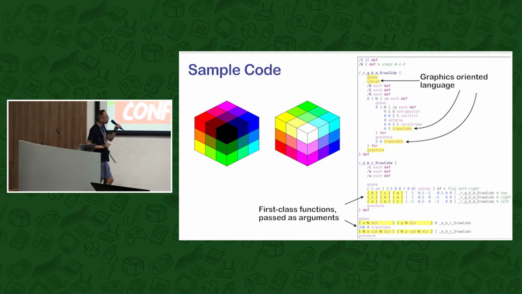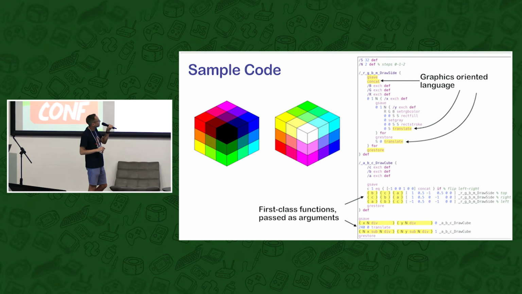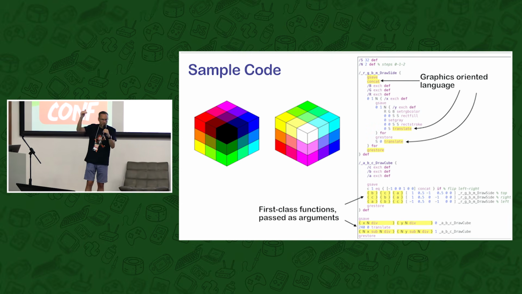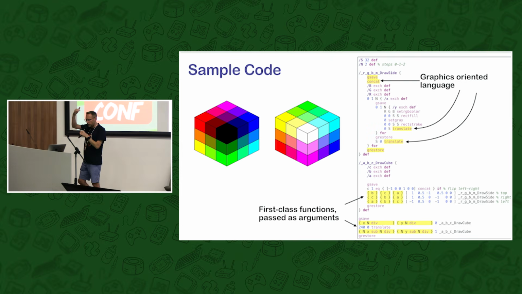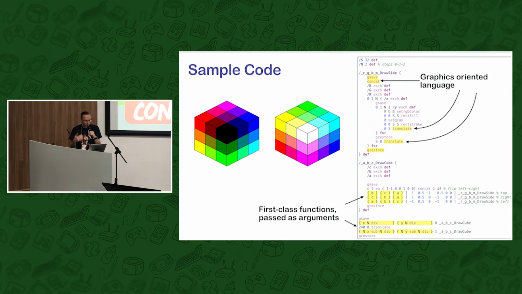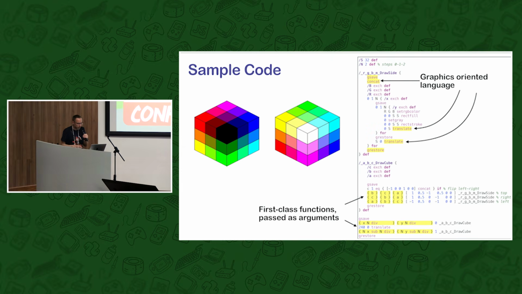This is what PostScript looks like. You basically pile up, if I may say, operators and operands, and they get executed as we go. It's a graphic-oriented language, since it's for printers, right?